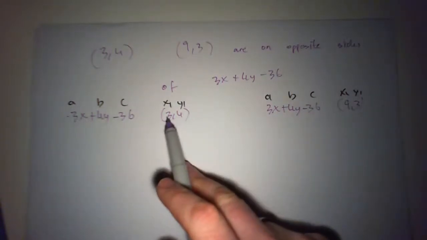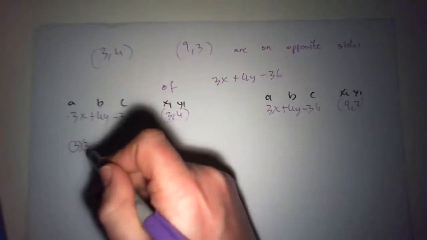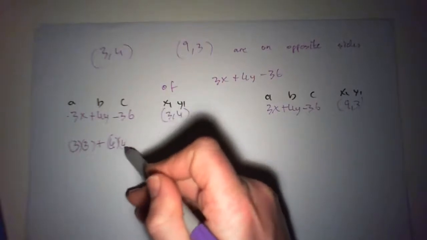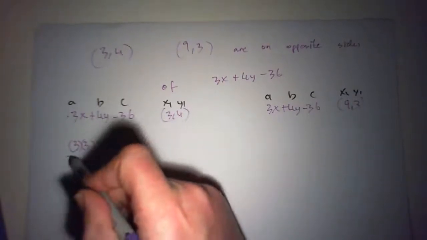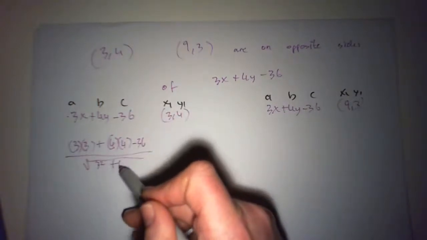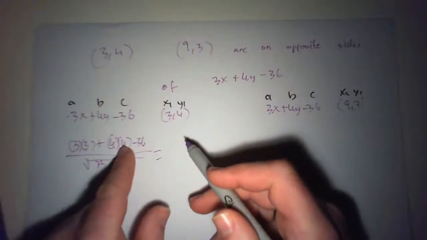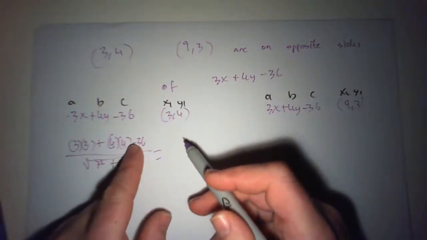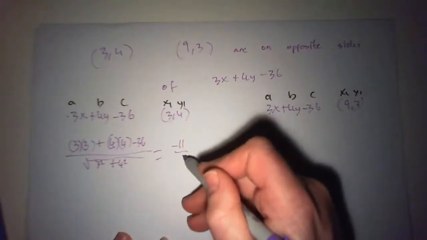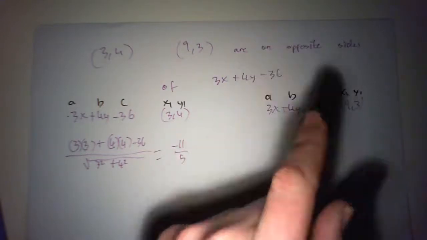A times that, so that's 3 times 3, plus 4 times 4, minus 36, all over the square root of 3 squared plus 4 squared. That's 9 plus 16 minus 36, which gives me minus 11 over 5. So that's negative. So we are expecting this one to be positive if they're on opposite sides.